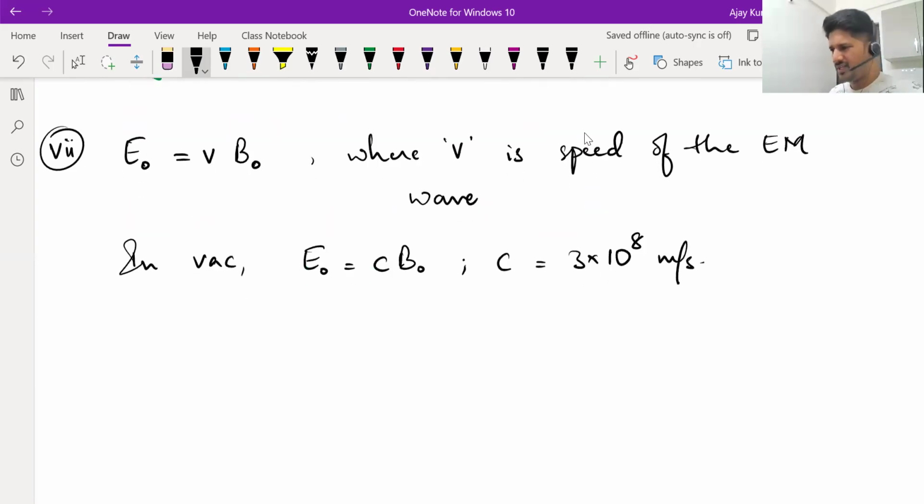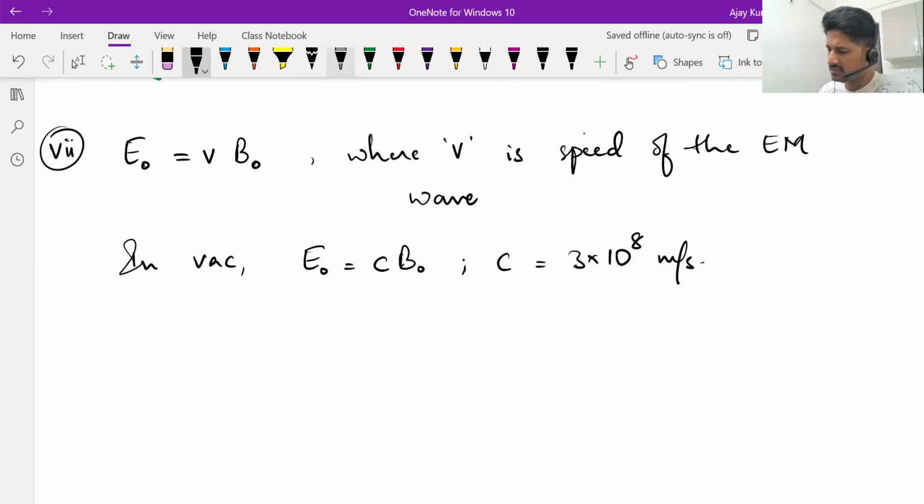Now in other media also, be it water, glass, any medium through which EM waves can travel. EM waves can travel through opaque media also. They can even travel through walls. But depending on the medium, the speed will change. Still, it will be a significantly large speed compared to the everyday speeds that we come across. So V will usually be a large number.